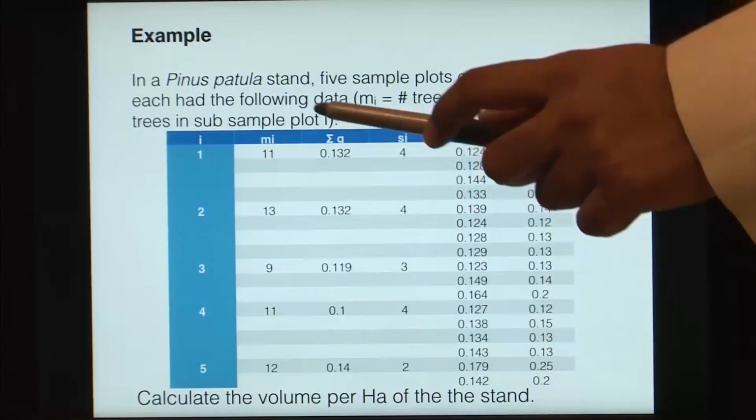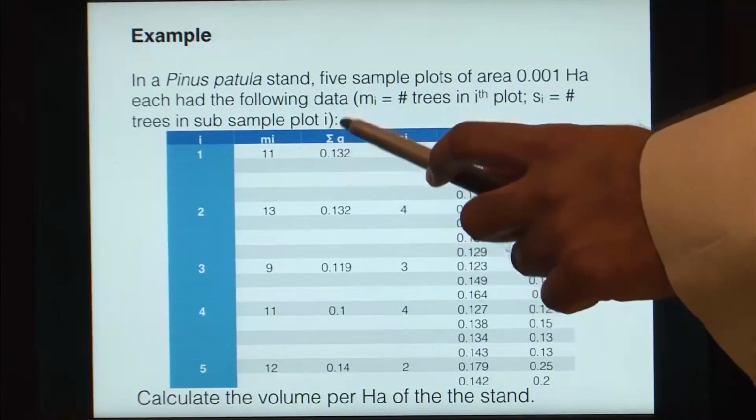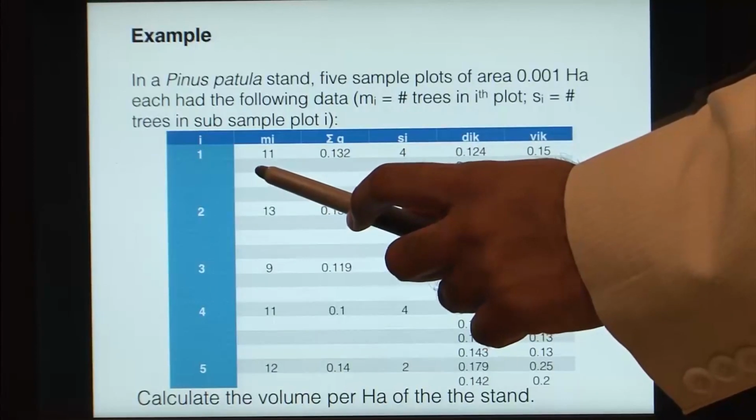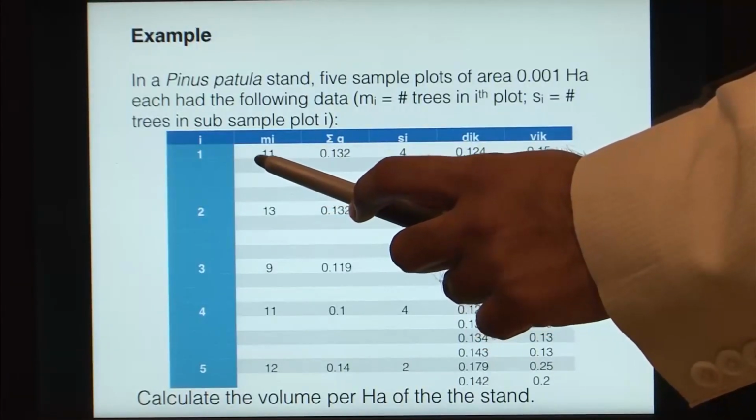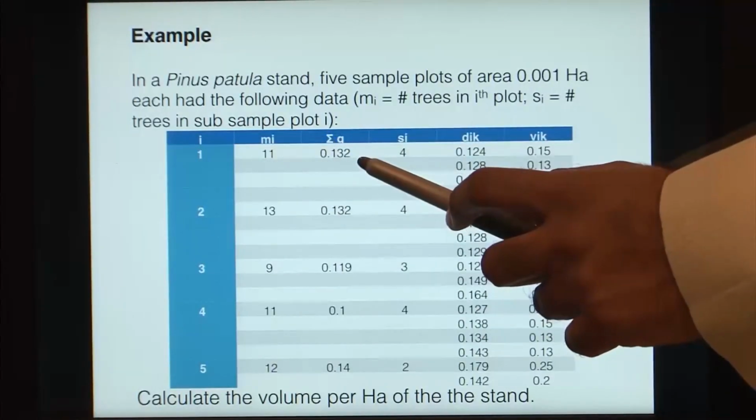Now, for these trees, G is the sum of the basal areas of all these 11 trees. So, when you take the basal area of all of these trees and you sum them up, you get this value.